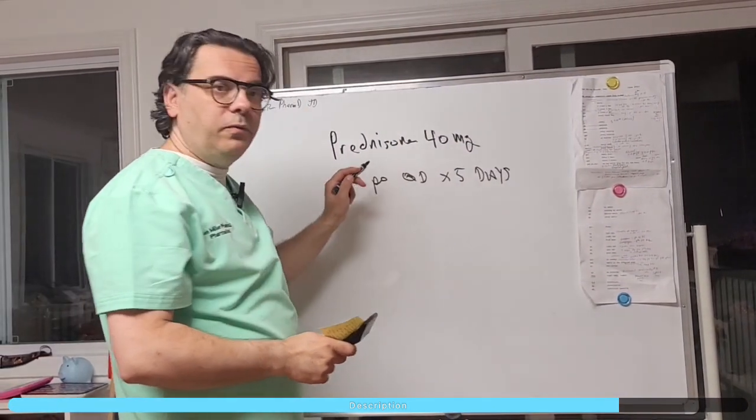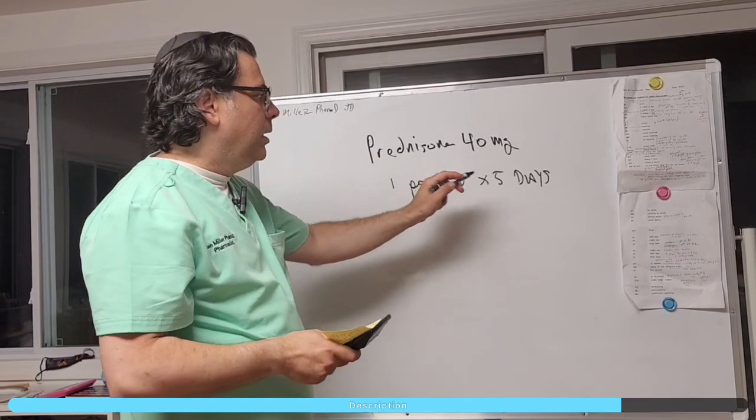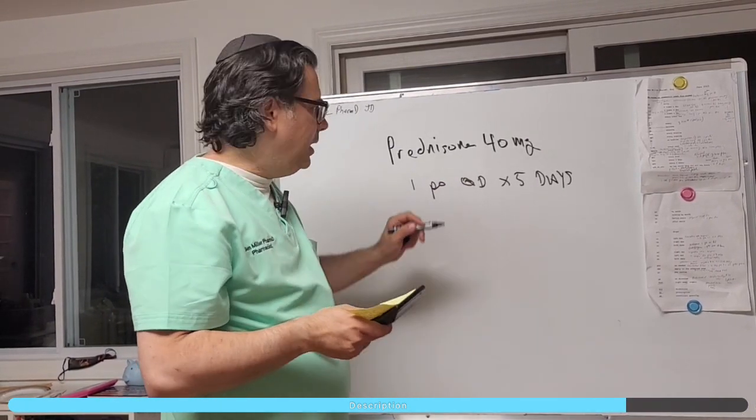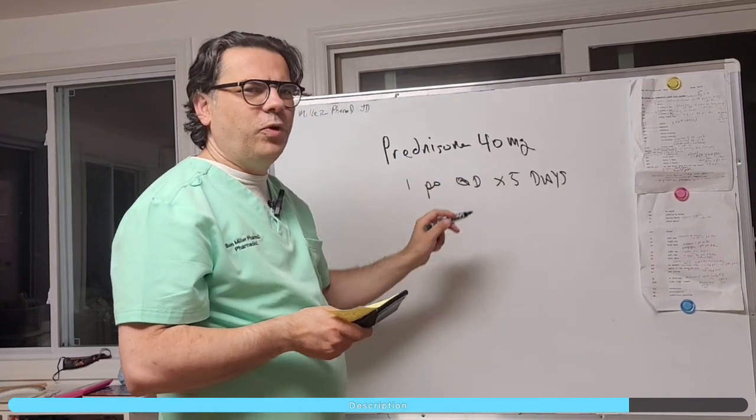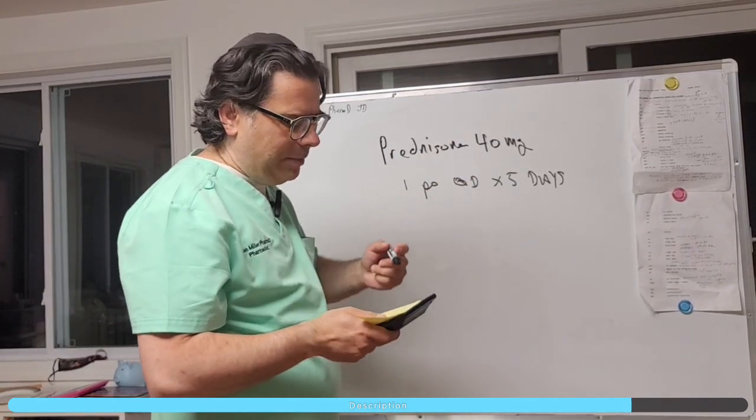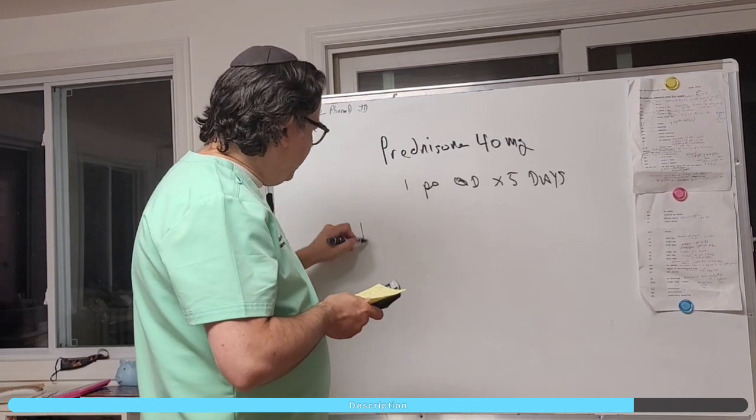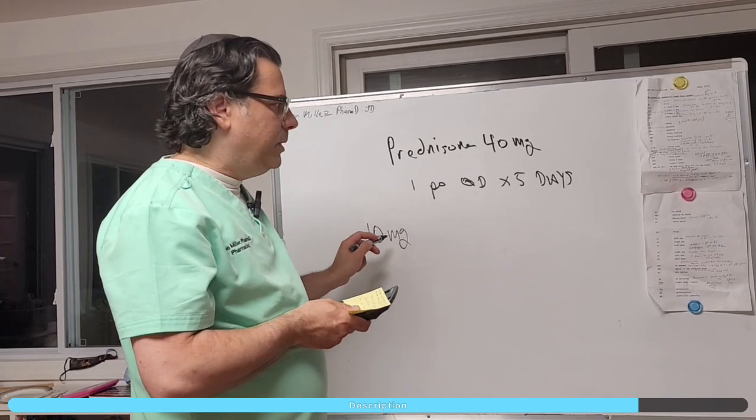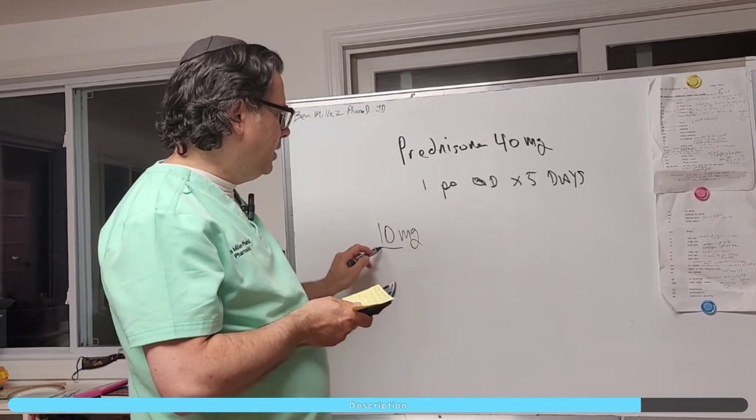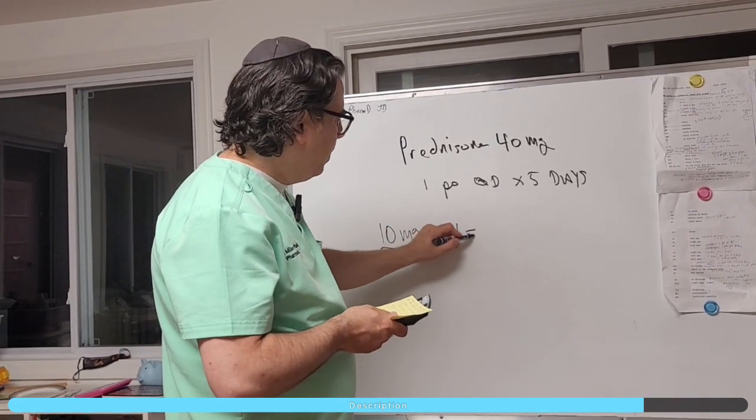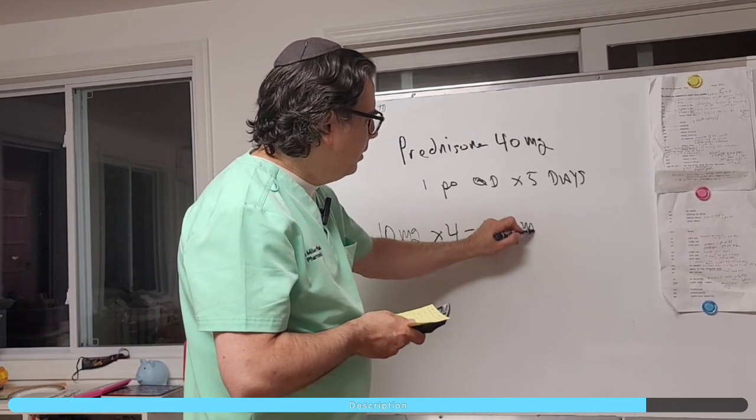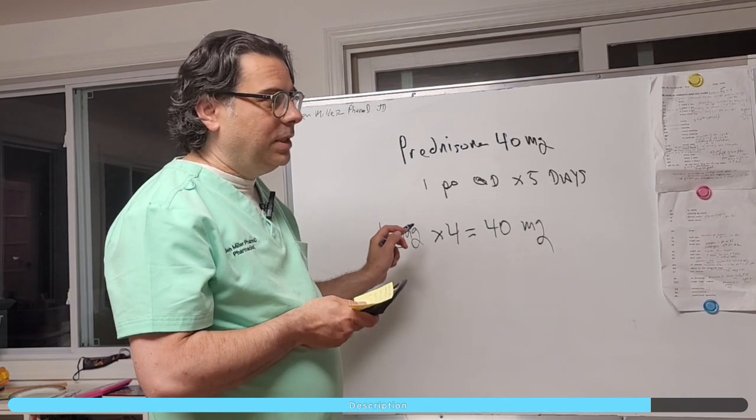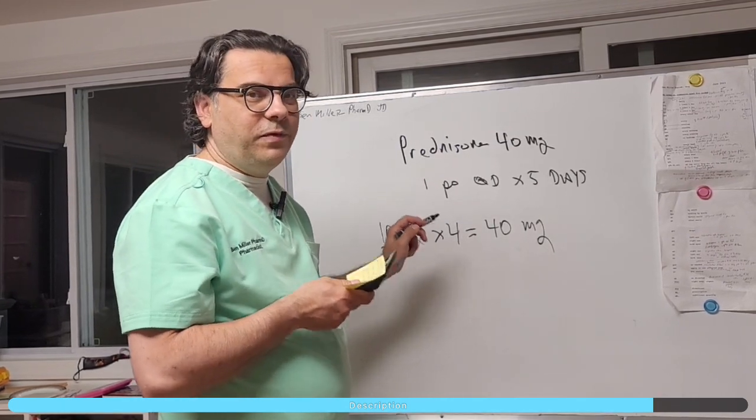So we have prednisone, 40 milligrams, 1 PO/QD for 5 days. Prednisone is a steroid. The problem is that prednisone doesn't come in 40 milligram tablets. The pharmacy has 10 milligram tablets, so you're going to have to take 4 tablets. 10 times 4 is 40 milligrams. You're going to take 4 tablets once a day for 5 days.